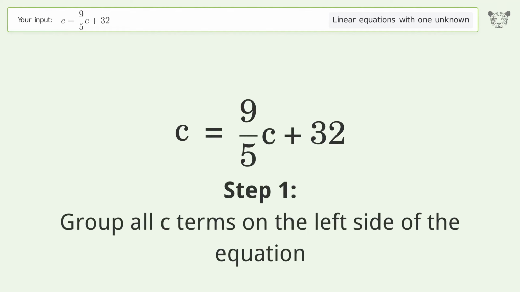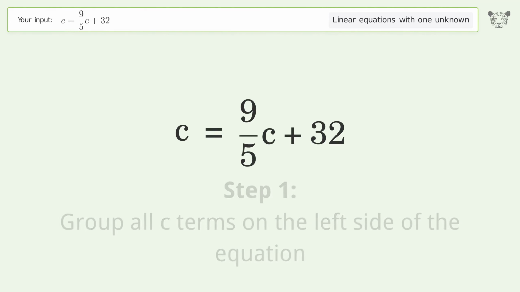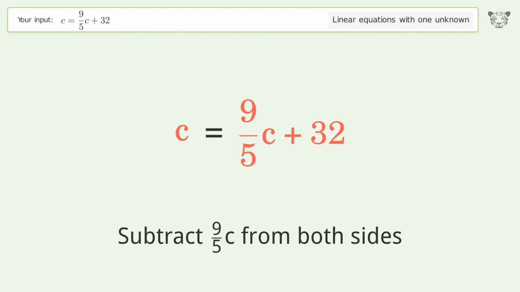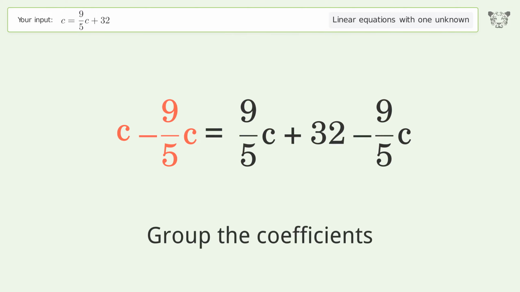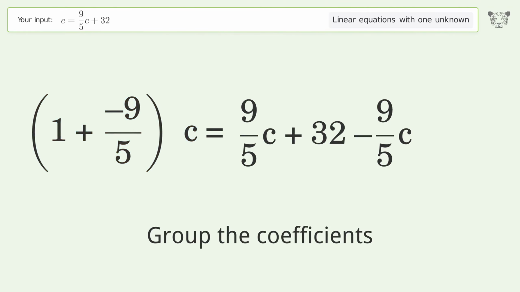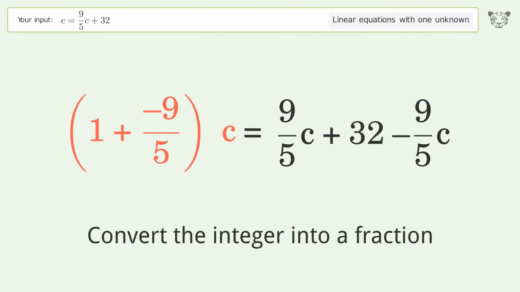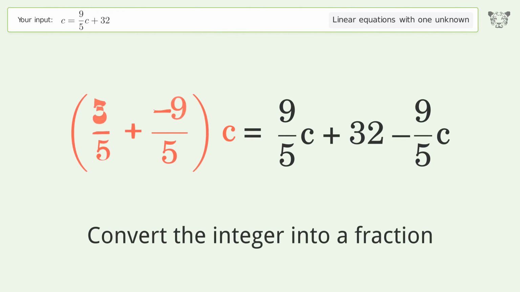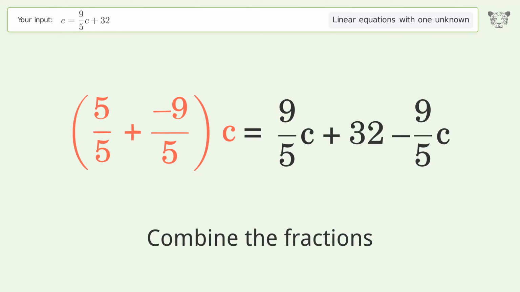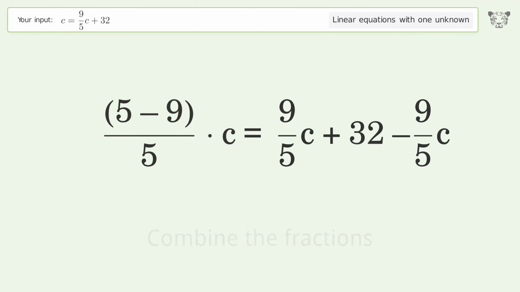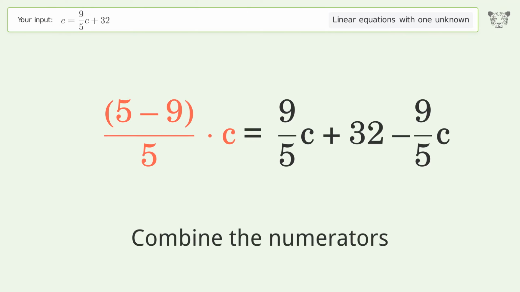Group all c terms on the left side of the equation. Subtract 9/5c from both sides. Group the coefficients. Convert the integer into a fraction. Combine the fractions. Combine the numerators.